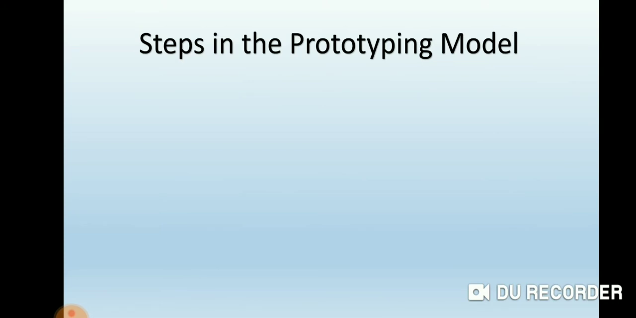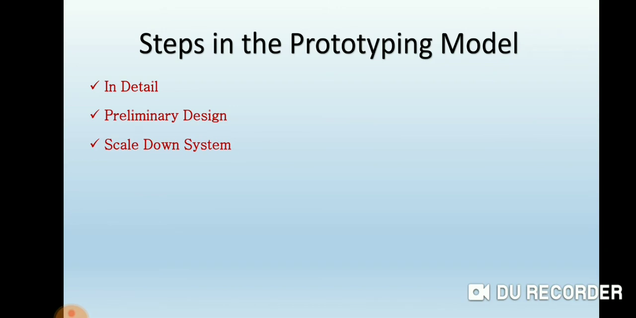Steps in the prototyping model. In detail, the new system requirements are defined in as much detail as possible. This usually involves interviewing a number of users representing all the departments or aspects of the existing system. Preliminary design: a preliminary design is created for the new system. Scale down system: a first prototype of the new system is constructed from the preliminary design. This is usually a scaled down system and represents the characteristics of the final product.